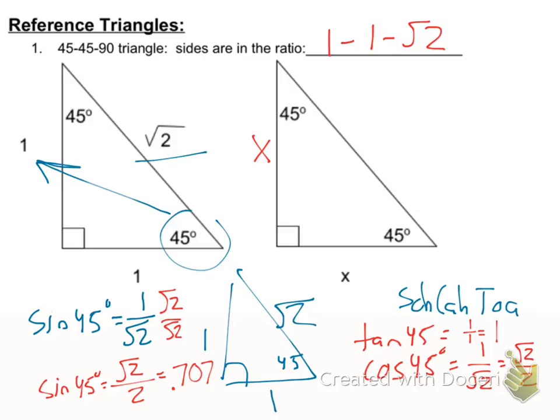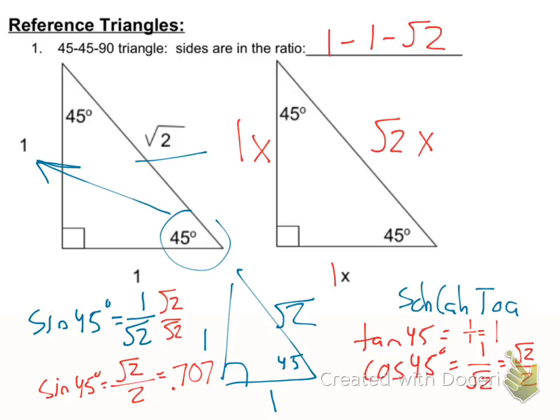What do you think the hypotenuse is? Square root of 2. Sorry, that should be a 2. Square root of 2x. Correct. So, the ratio is still there. It's still 1x, square root of 2x.